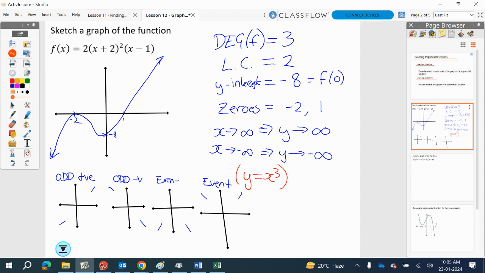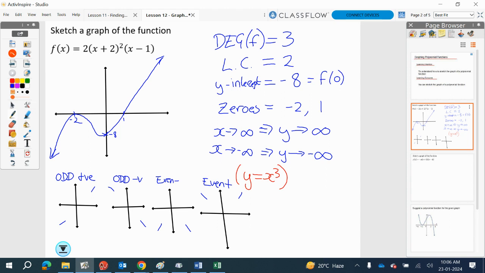This one's got an odd degree and a positive leading coefficient. So if it's odd degree and positive leading coefficient, odd degree and negative leading coefficient, even degree and negative leading coefficient, even degree and positive leading coefficient, you would have these end behaviors.